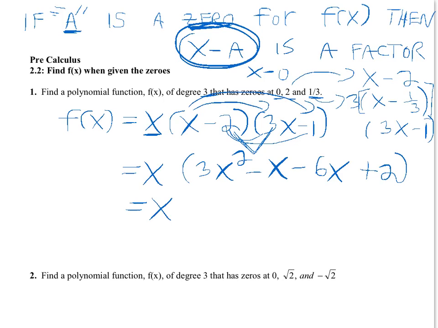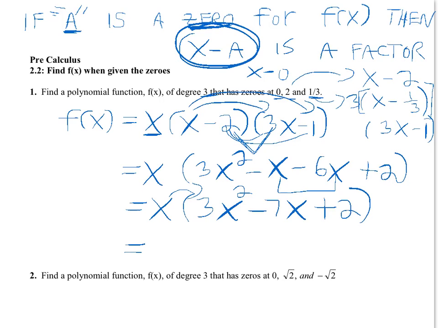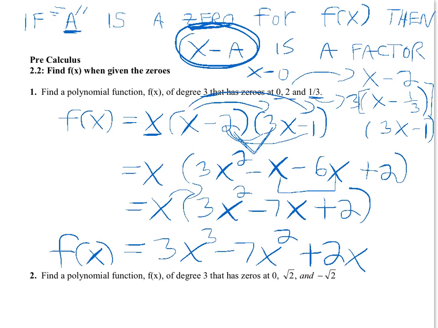Okay, I'll drop down the x. And then let's see here, for this quadratic, I can combine these. So this quadratic is going to be 3x squared, negative x minus 6x is negative 7x, then plus 2. And then the last thing I have to do is just distribute this x to that quadratic. So when I do that, it becomes 3x cubed minus 7x squared plus 2x. And this is our equation for function of x.